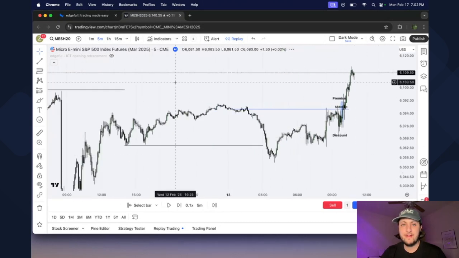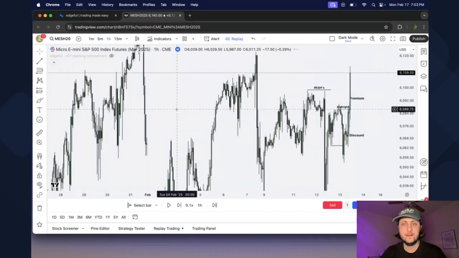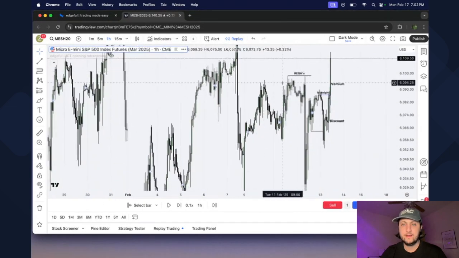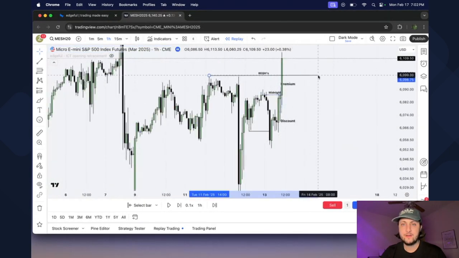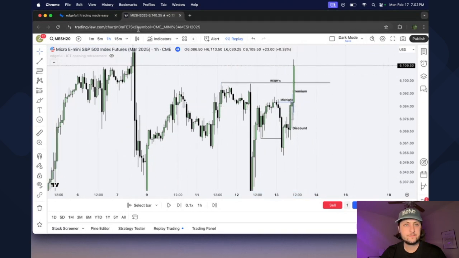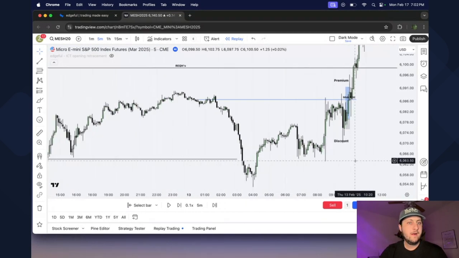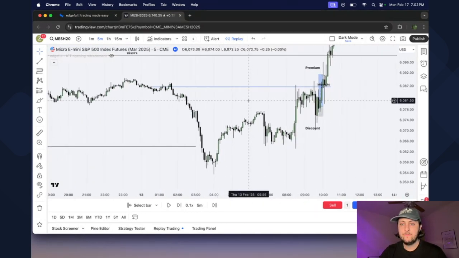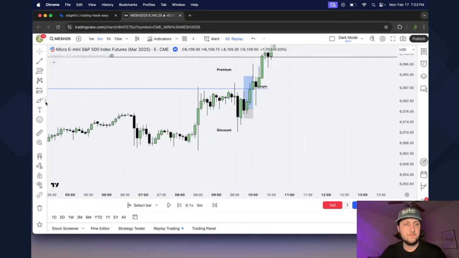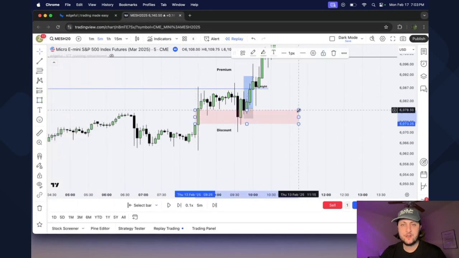So we have a higher time frame draw on liquidity, right? Which is those hourly equal highs. Let's just pull that out here so we know where it is. Going back to the 5-minute, we also have this 5-minute bullish fair value gap. So for me, it was very simple.